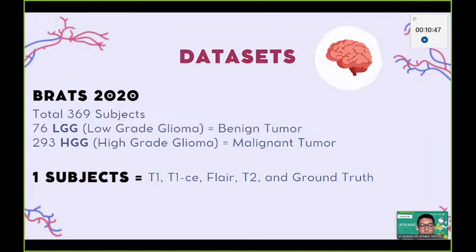In each subject, there are different modalities: T1, T1CE, FLAIR, T2, and ground truth. Ground truth is the master of the result we have to achieve. T1, T1CE, FLAIR, and T2 are the modalities of the subject analyzed from radiology. This data set comes from MRI, and the data is 3D. Okay, next.